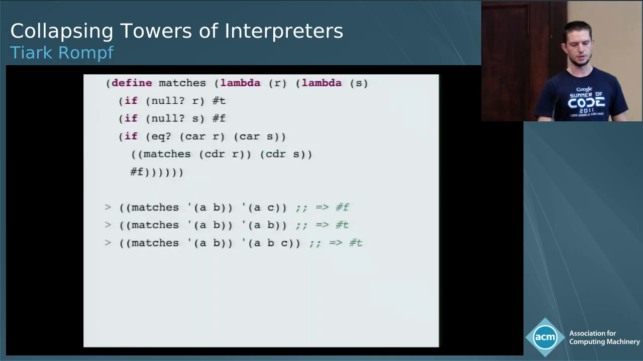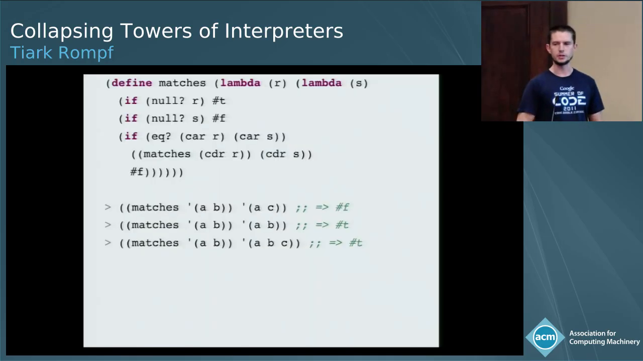I'm going to show some examples, right? So here's one very simple example. So we're using some Scheme-like syntax as a front end. And this is a little string matcher, right? So think of this as an interpreter that's interpreting a pattern and checking whether that's a prefix of another string, right? So R is the pattern and S is the string we're matching against.